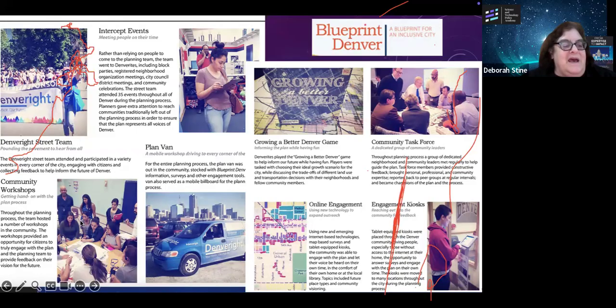They also had community workshops. They had this plan van, so they went out with a mobile billboard and provided information. They even developed a game called Growing a Better Denver. They had community task forces, they had online stuff, they had engagement kiosks in all sorts of different locations where people could have input. And I thought this was very impressive, all the things that they thought of to engage their community.